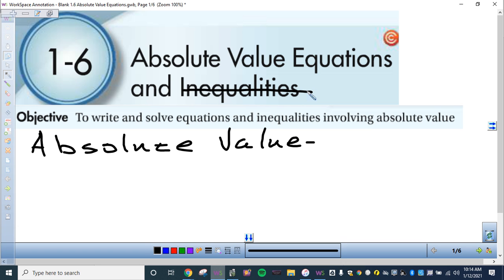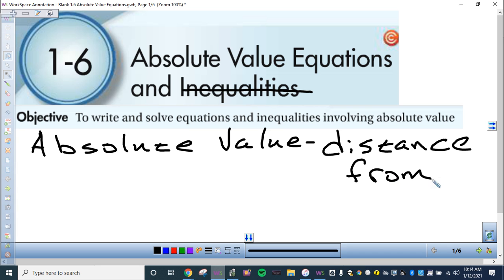Somebody unmute their mic and tell me. Definition of absolute value. Go for it. Isn't it the distance from 0? Perfect. That's the exact definition I was going to write down. Excellent job. Distance from 0.